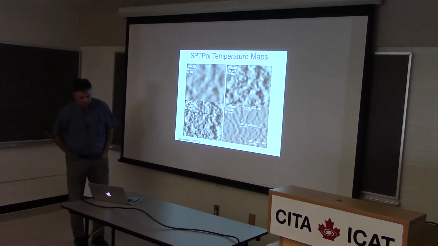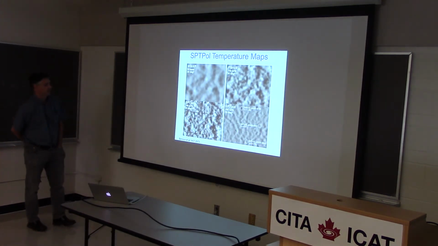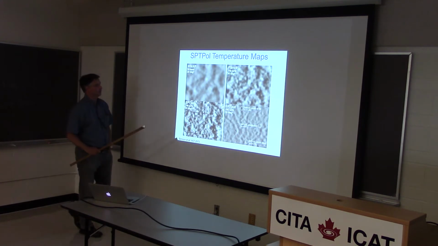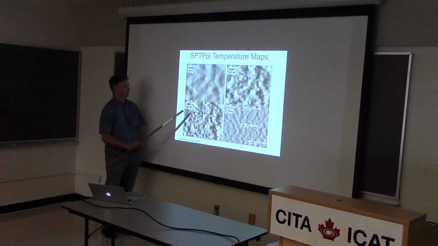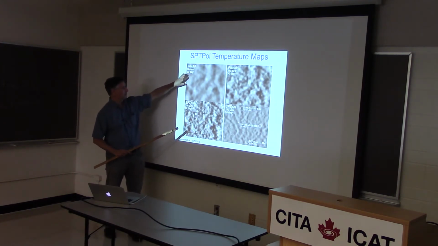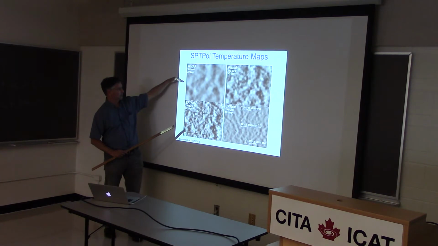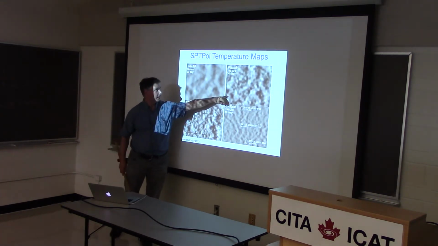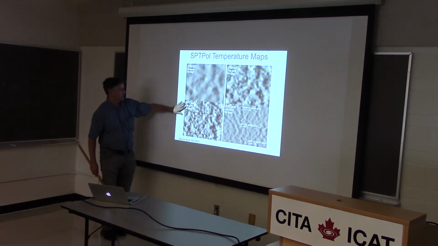Okay, so you would say, why would you build this telescope? Here's an example of just showing the power of the data. This is a zoom in on some patch of sky, 30 square degrees. Here's what it would look like with WMAP. Here's the same patch of sky as observed with Planck at 143 gigahertz. Here it is with SPT.